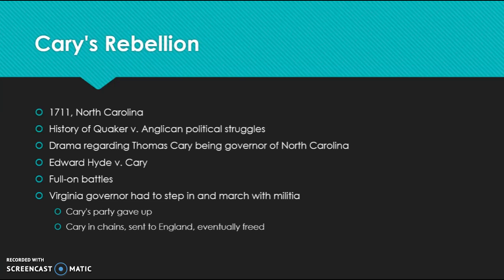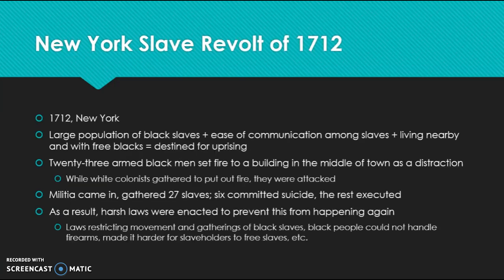All right, the following year in New York, this is another pretty exciting one. It takes place in 1712. This one, reading back, a lot of historians would say that this seemed inevitable. There was a large enslaved population in New York at the time, and there was a fairly large population of free black people as well. And so, New York in the cities, it's a big place. People can easily communicate with one another. And so historians today say this uprising was just destined to happen.